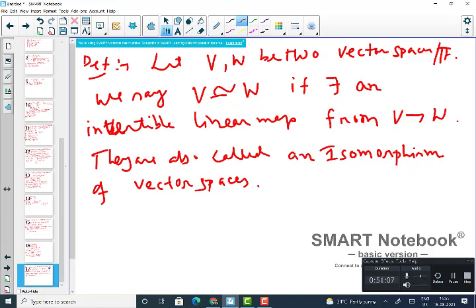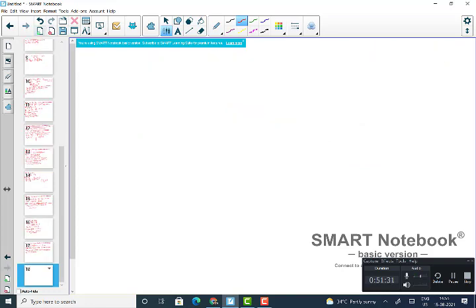Clear? Okay. So obviously the previous theorem tells you that two vector spaces are isomorphic if and only if the dimension is the same, for finite dimensional vector spaces. This is not true for infinite dimensional vector spaces, and that is obvious because of our last theorem. These are all simple observations.